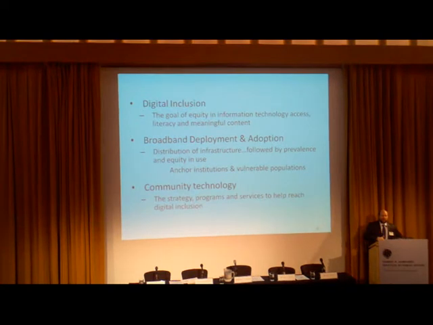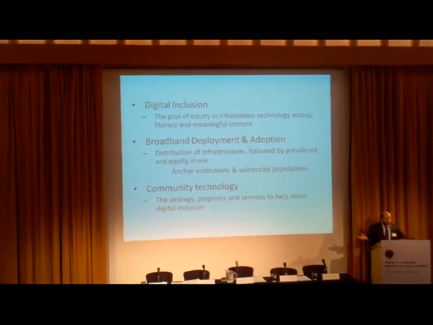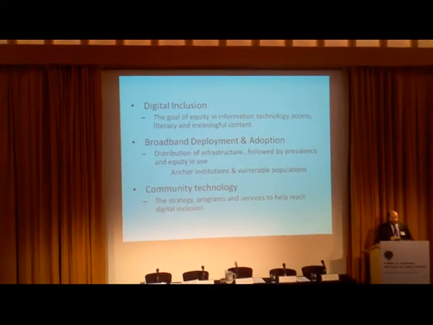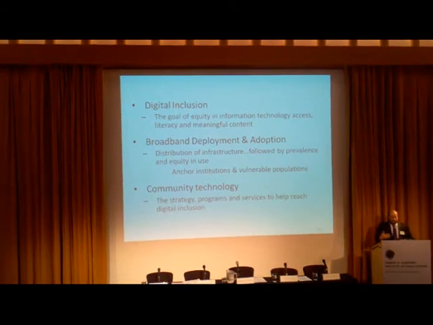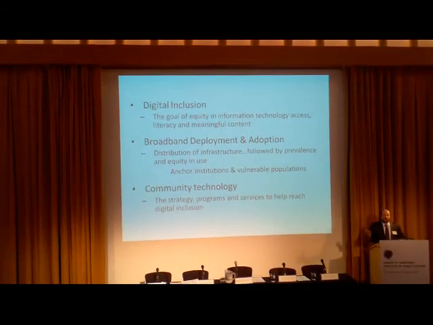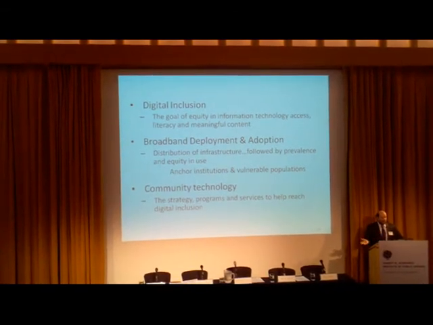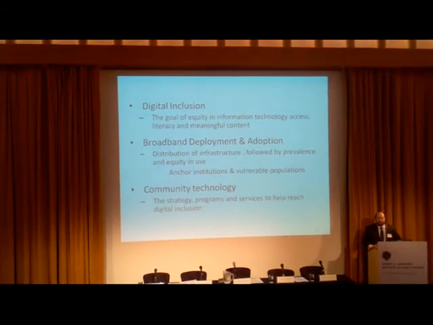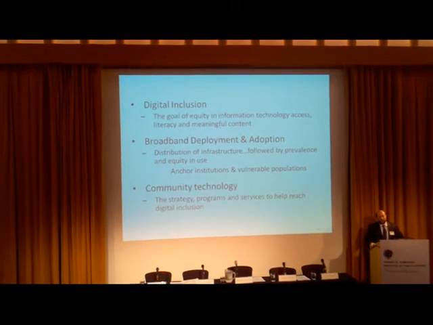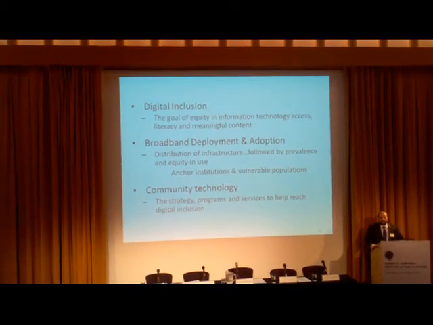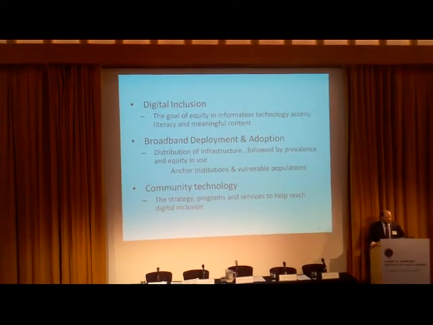So you've got the distribution of the infrastructure, and then that's followed by the prevalence and equity in use. And so, you know, what Comcast and the other providers are concerned about is, let's get that wire to your home, let's get that wireless to your home, but then let's make sure folks can use it. We'll talk more about that.